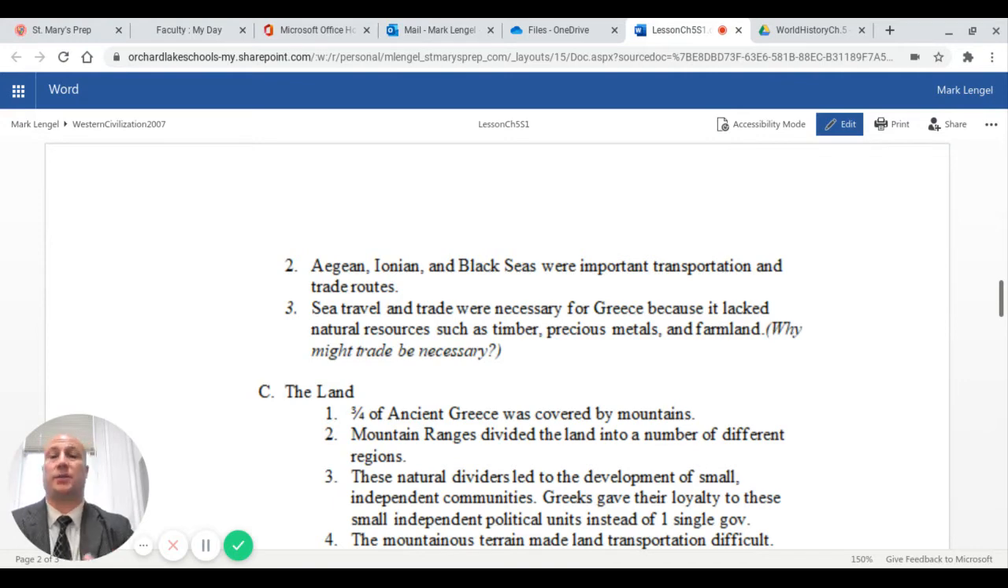Sea travel was very necessary for them because they really had a lack of natural resources such as timber, precious metals, and farmland. So if you lack those natural resources such as forest regions, precious metals like bronze, copper, tin, and also suitable farmland, you're going to have to trade the things that you do have. For Greece, they had olives and they had other forms of writing and other tools and technology that they developed. They're going to have to trade those ideas and products for the things that they didn't have, like wood, stone, and so on and so forth.